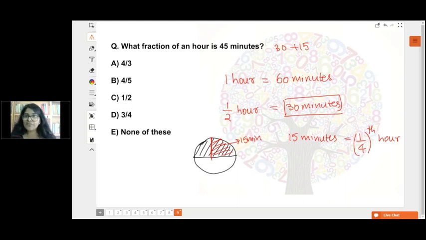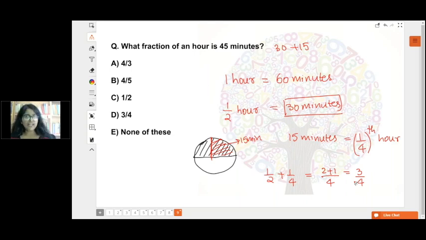So this is going straight forward. That means we have half an hour with us, plus 15 minutes extra, that is 1/4 of the hour. If you take the LCM here, 2 and 4, LCM is 4, so you get 2 plus 1, which is 3/4. So 3/4 is the fraction of an hour that 45 minutes represents.